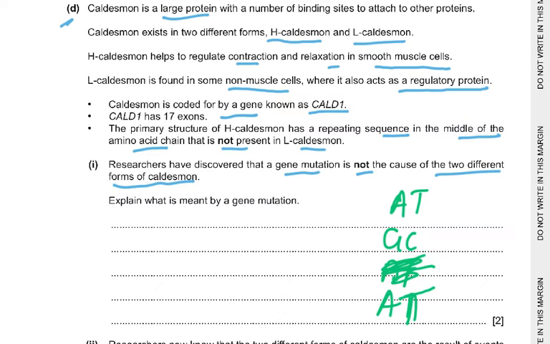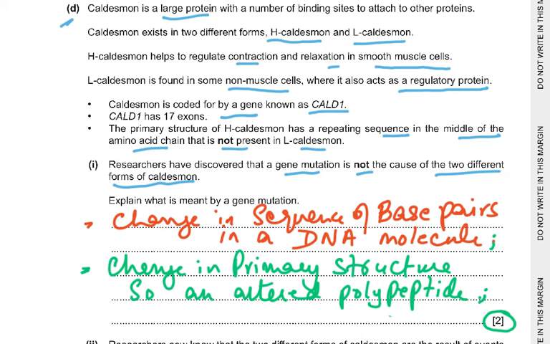So it is basically a change in the sequence of base pairs, and this will code for an altered polypeptide, or it will change the amino acid sequence, which is the primary structure of this polypeptide. Remember there are 2 marks, so you've got to give an explanation. You have to say a change in the base sequence, and then you have to say this will change the primary structure of the amino acid sequence, resulting in a changed polypeptide.